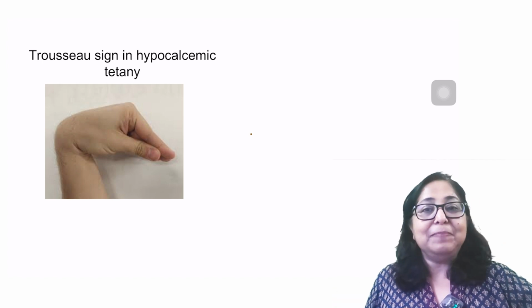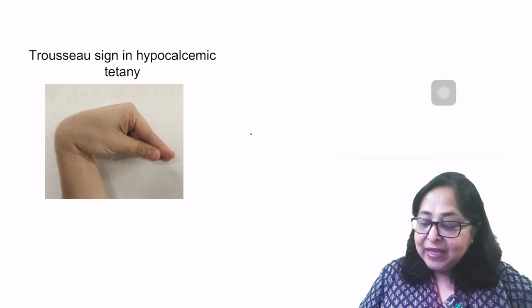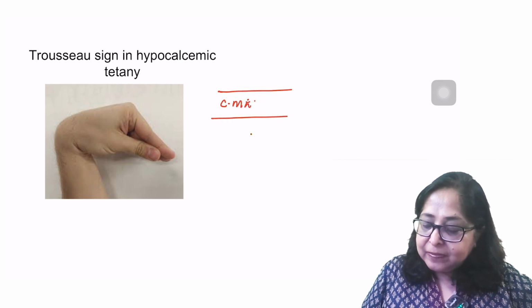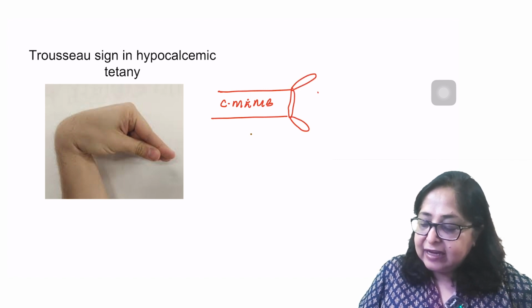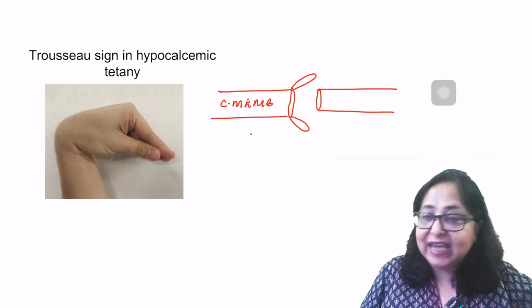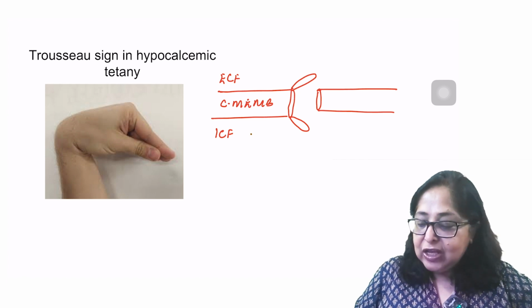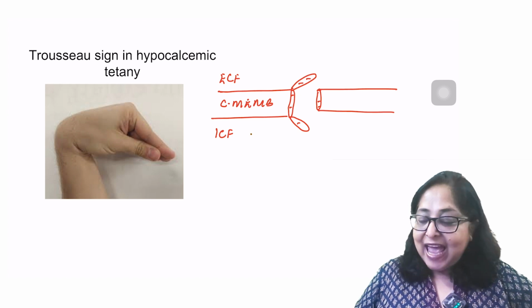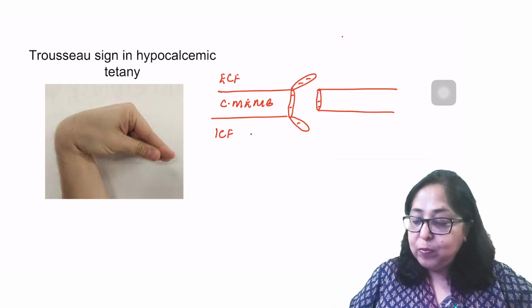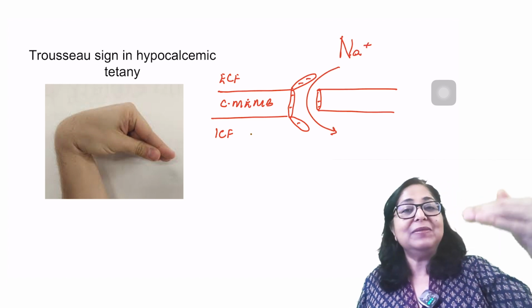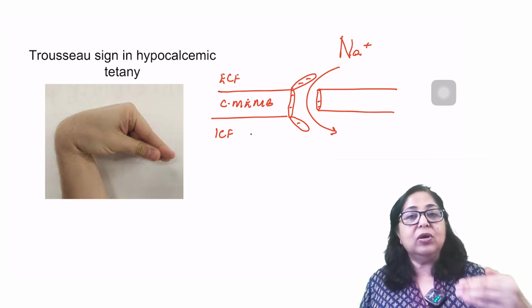Now, what is the physiological basis of this tetany? Let me explain that to you. Now, this is a cell membrane. Here you have the sodium channels. And sodium channels have got two gates, one towards the ECF and the other one towards the ICF. Sodium channel is lined by a negative charge. And when both the gates of this channel are open, sodium will come from the ECF to the ICF. Sodium is in a higher concentration in the ECF, lower concentration in the ICF.